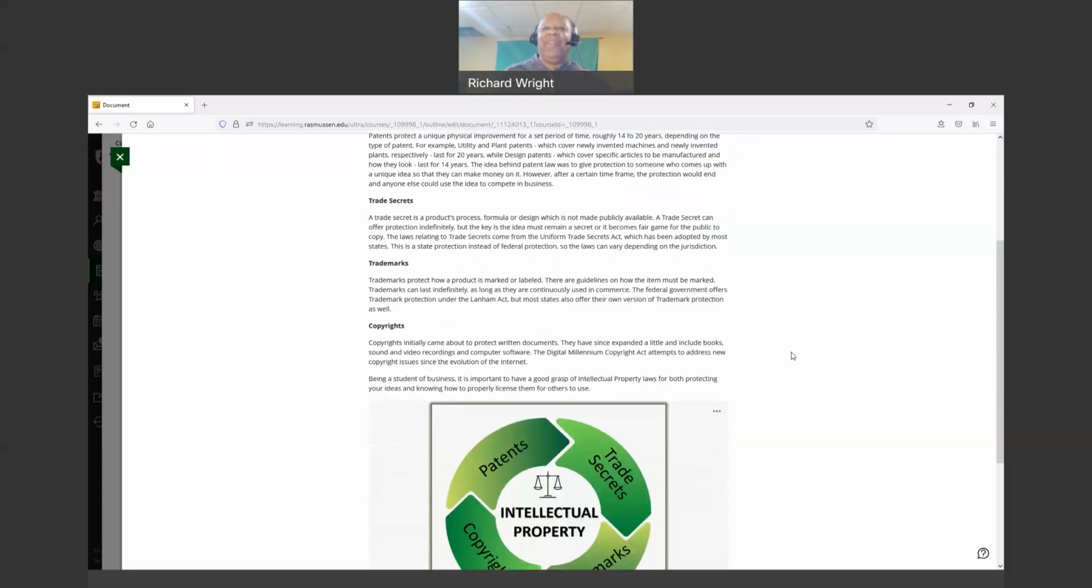Trademarks, you protect how a product is marked or labeled. Usually you'll see that in the form of a C with a circle or R, which means registered, and it's protected. For example, if you look at the golden arches of McDonald's, you will see the little trademark symbol next to it.